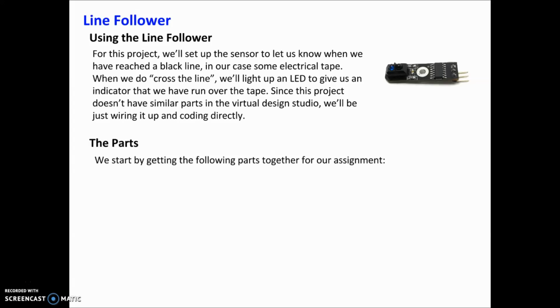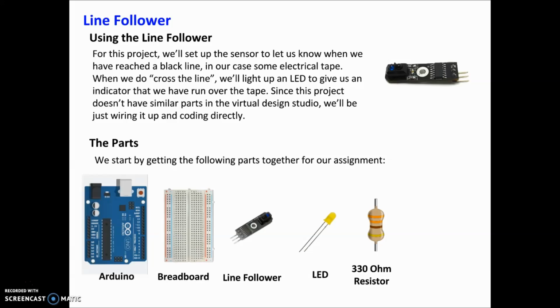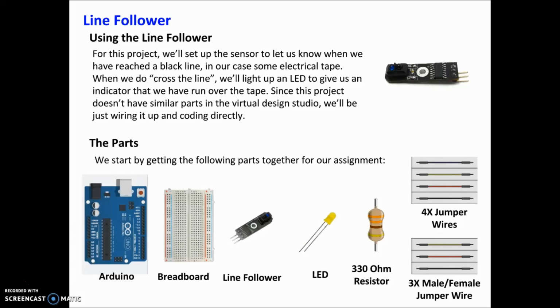So what we need for the parts for this assignment: we're going to need our Arduino board, our breadboard, a line follower module, an LED, a 330 ohm resistor, 4 jumper wires, and then we're going to need 3 other jumper wires, what we call male to female, to hook our sensor up. Our sensor actually isn't going to be on the breadboard. It's going to be connected to the breadboard with some wires, but loose so that we can control it with our hand.